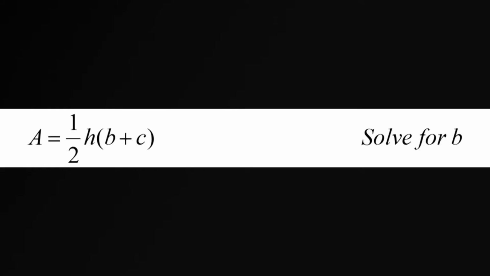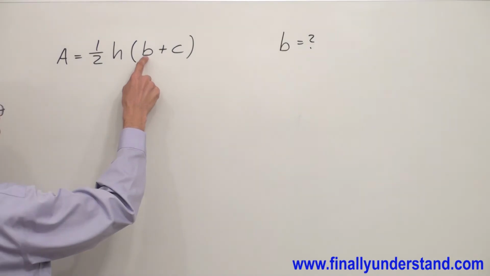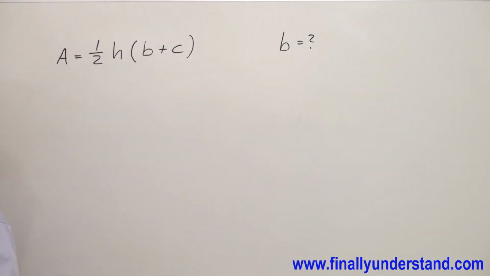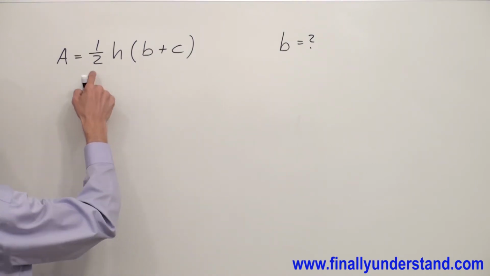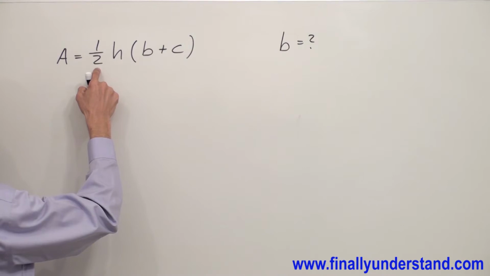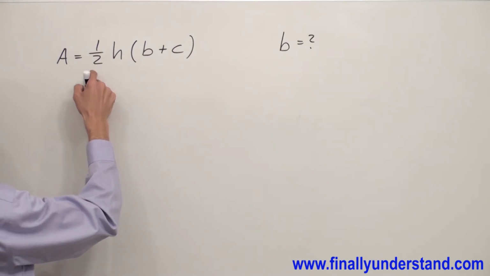Okay, this time we have to find b. We have to solve this formula for b. In this formula we have a fraction, so I'm going to eliminate the fraction first. Anytime you want to eliminate a fraction, you have to multiply both sides of the equation by the denominator.